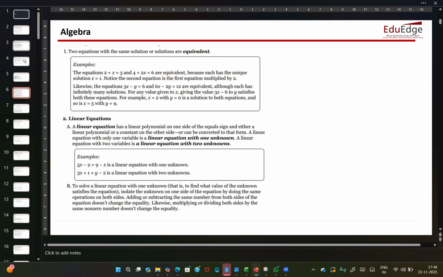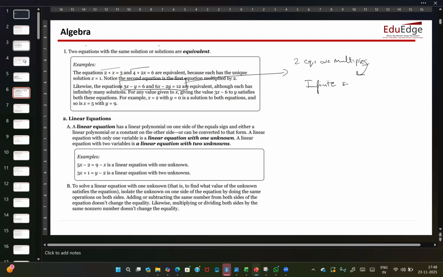How do we solve two equations with the same solution? Suppose you're given these two equations. Now, can I say the second equation is just a multiple of the first? Likewise, if you look at these two equations, can I say they are multiples of each other? So when two equations are multiples of each other, there are infinite solutions. Just make a note of that.